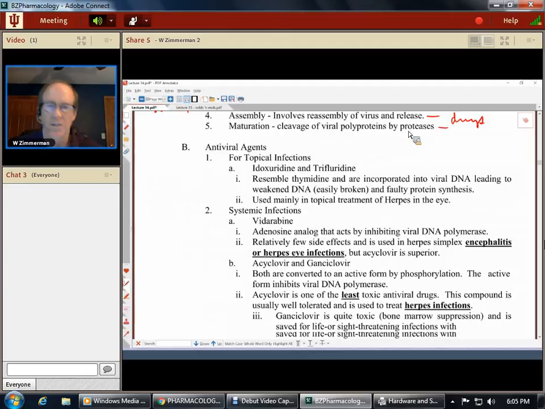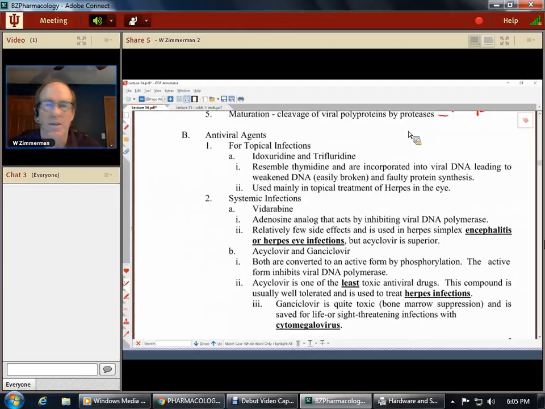So when we look at these agents, some topical ones, idoxuridine, trifluridine, they resemble thymidine, incorporated into DNA. It can be used in the topical treatment of the eye, but they're not on your drug list. I don't see them used much. Vidarabine is sort of along the same idea. It was an adenosine analog that acts by inhibiting viral DNA polymerase. Here, we really just hardly ever use vidarabine.